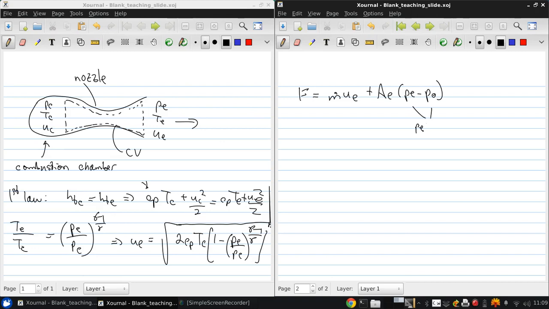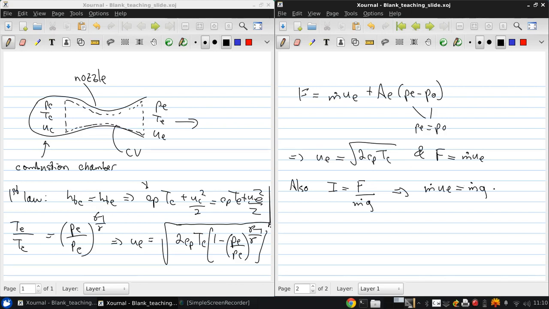So, if we consider the case that PE equals P naught as before, then it simplifies a lot, and UE is just the square root of 2 CP TC. And the thrust is just m dot UE. Also recall the specific impulse, I, which was thrust over mass flow rate of fuel and gravitational acceleration. Then we can use that to say that m dot UE is m dot G I, so that the impulse is simply UE over G. This is the specific impulse for a rocket.